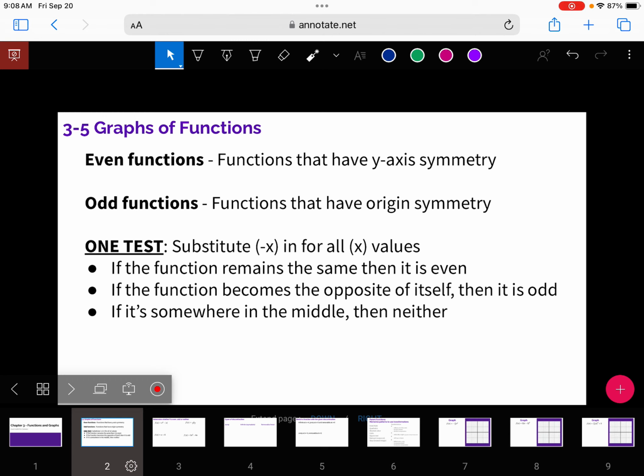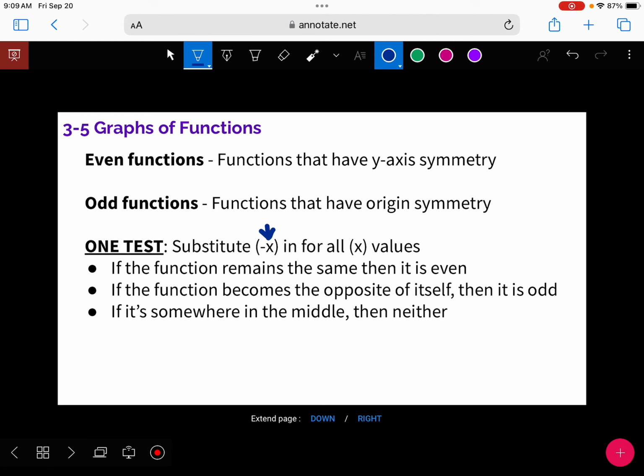We did this in 3 separate tests when we did our y-axis symmetry, origin symmetry, and x-axis symmetry. We did those tests. But there's a way to do it in one test when we're testing for even and odd. If I substitute in minus x, simplify it, and we wind up with f of x equaling the same thing as f of x.